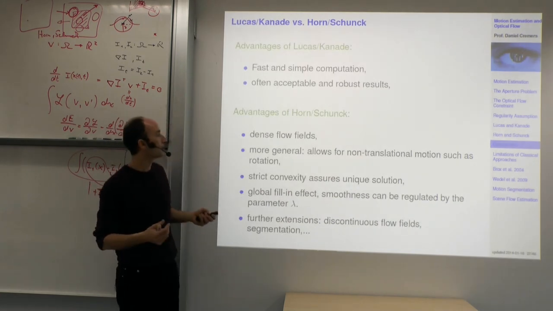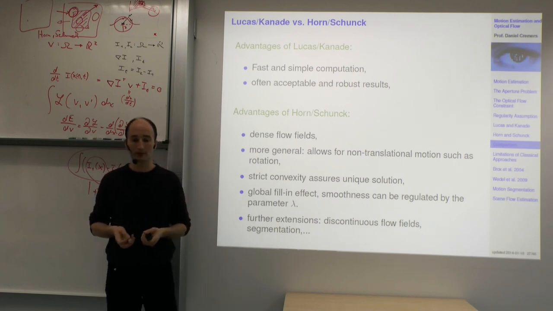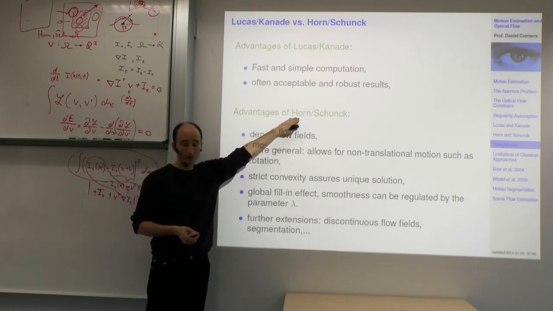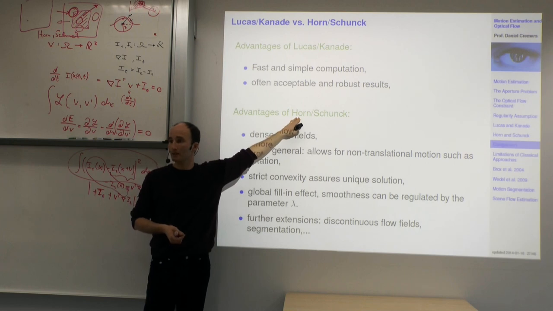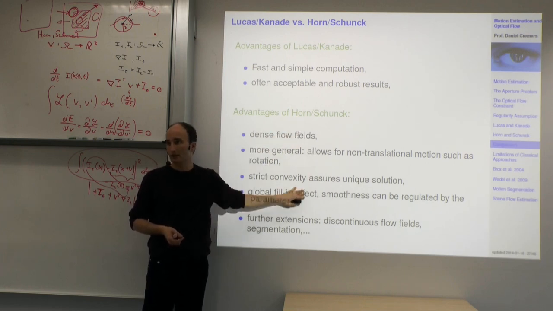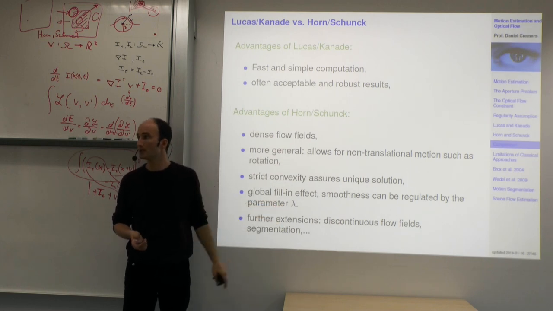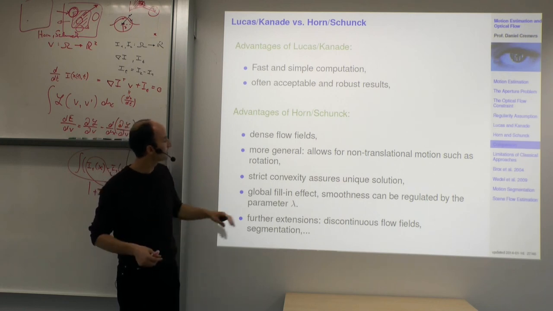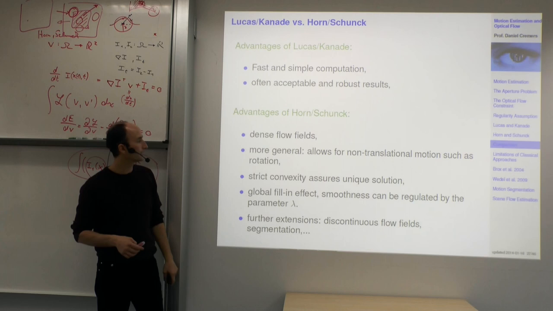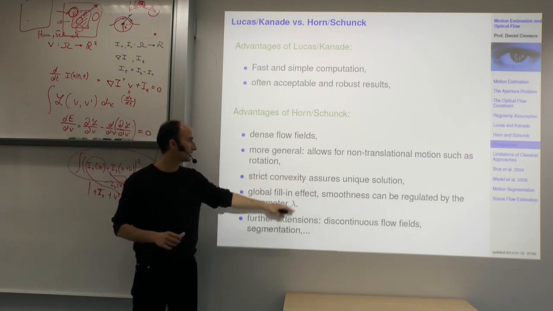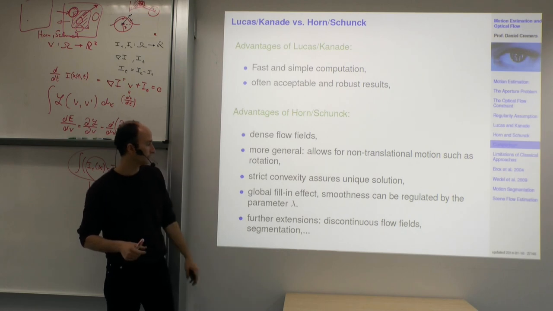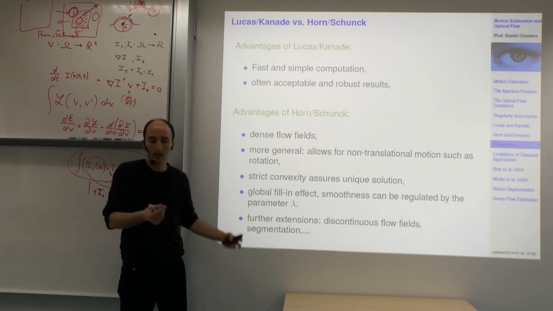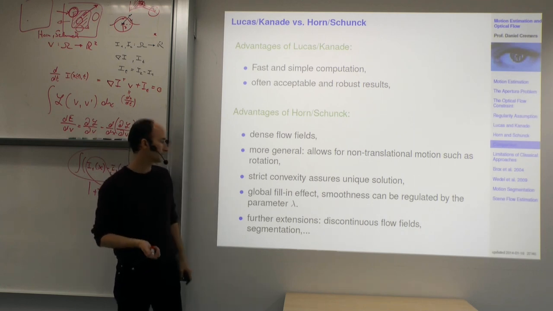And so, quite obviously, I think after a lot of the things we've already discussed on variational methods, in this setting, although the results of the Horn and Schunck method at first glance do not seem better than Lucas-Kanade, you can imagine there's far more potential in this approach than in the Lucas-Kanade approach. And from a mathematical point of view, the linearization leads to a strictly convex function also. You actually get a unique solution, and you have this fill-in effect that you can regulate with the parameter lambda. The higher lambda, the more of a fill-in you get, etc.